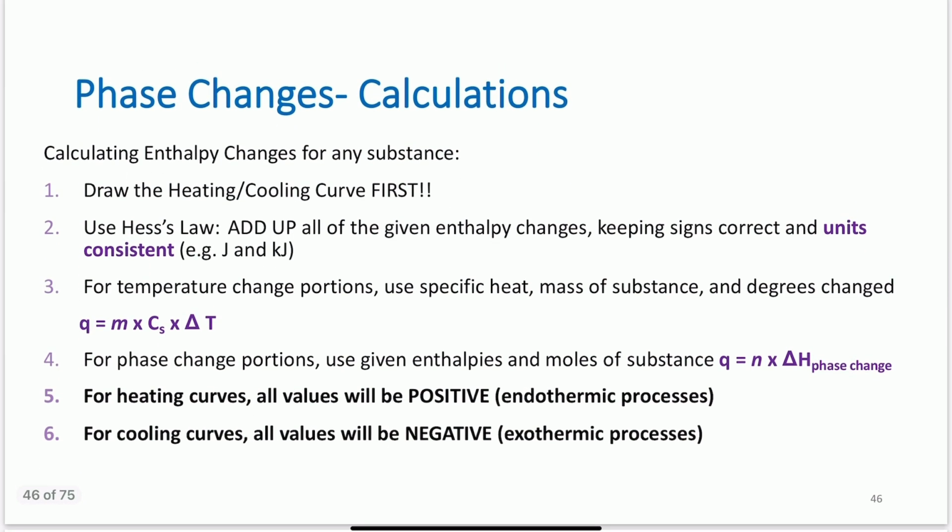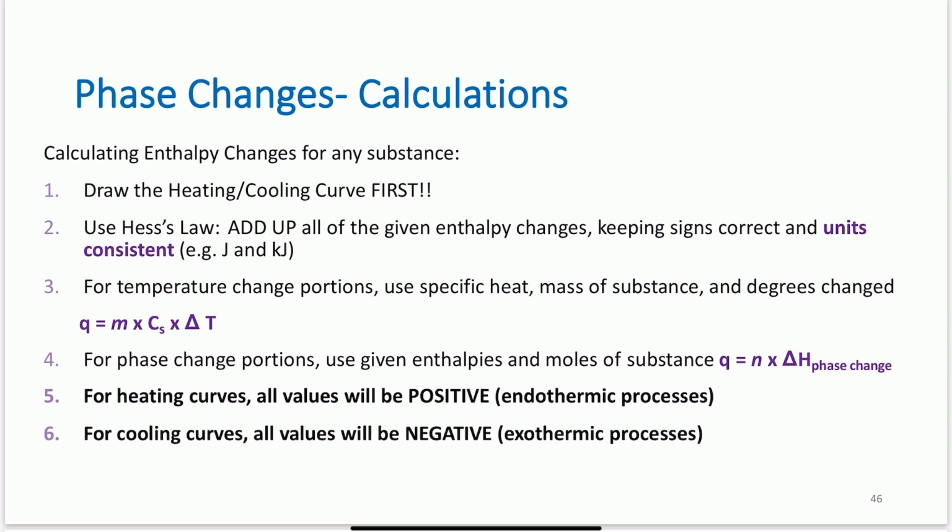To calculate phase changes, or enthalpy changes in general, draw the heating cooling curve first. Do this first, please. If you do nothing else, draw this curve first. Use Hess's law. Hess's law allows us to add up all of the given enthalpy changes. Make sure you're keeping the signs correct and the units consistent. Sometimes the units are going to give you joules, sometimes kilojoules. You've got to make sure you're aware of which is which.